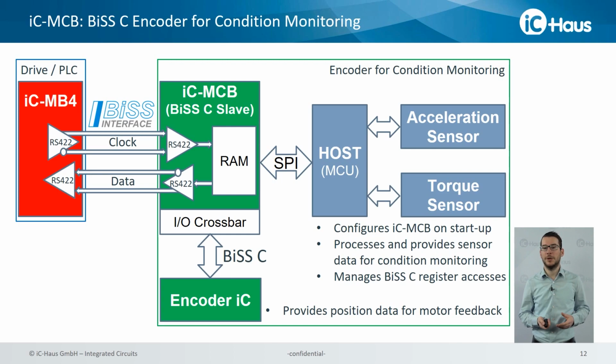You could also think about additional operating modes that you can implement in the host microcontroller unit. So you can, for example, have one operating mode where only the acceleration sensor data is transmitted, one operating mode where only the torque sensor data or arbitrary other sensor data is transmitted. Or you can also have an operating mode where both sensor data are transmitted completely in every BiSS frame.